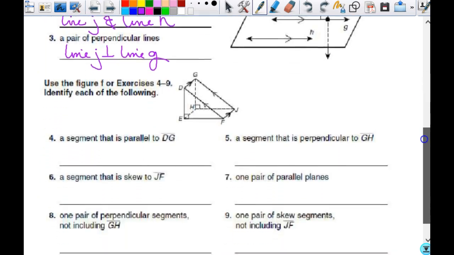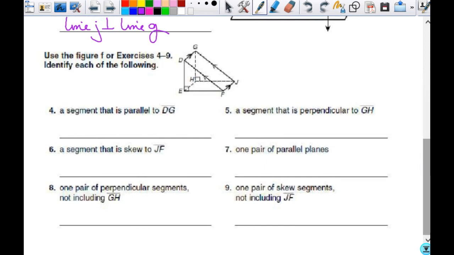Okay. So now we're going to look at a segment that is parallel to line segment DG. So here is DG. Which one's parallel to it? FJ or JF. And could HE be parallel to it? Yes, but do we know that for sure? No, so FJ is really our only answer.